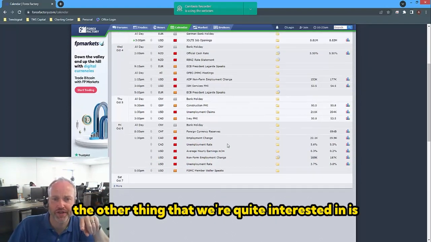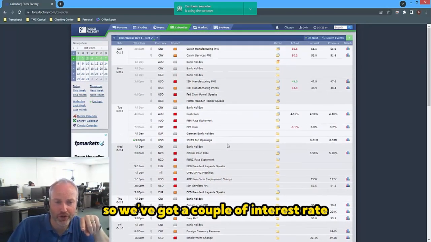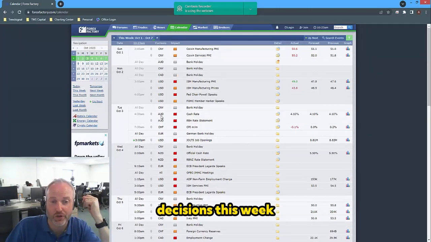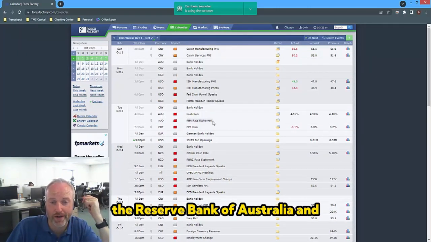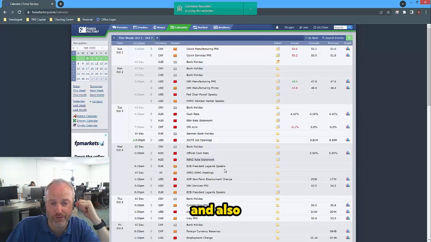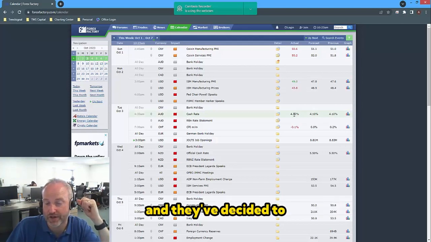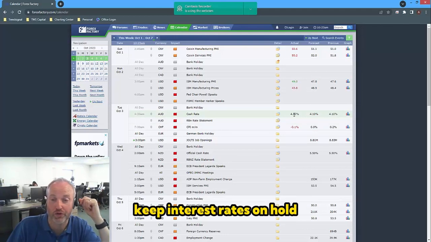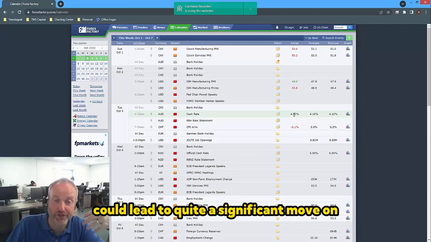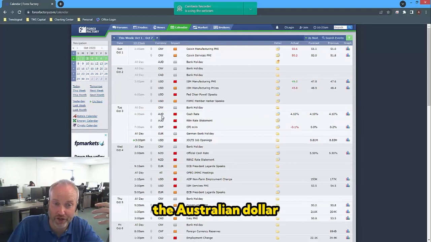The other thing that we're quite interested in is interest rates. So we've got a couple of interest rate decisions this week. We've got the Reserve Bank of Australia and also the Reserve Bank of New Zealand as well. So that's already happened, and they've decided to keep interest rates on hold. With Australia, again, that could lead to quite a significant move on the Australian dollar.